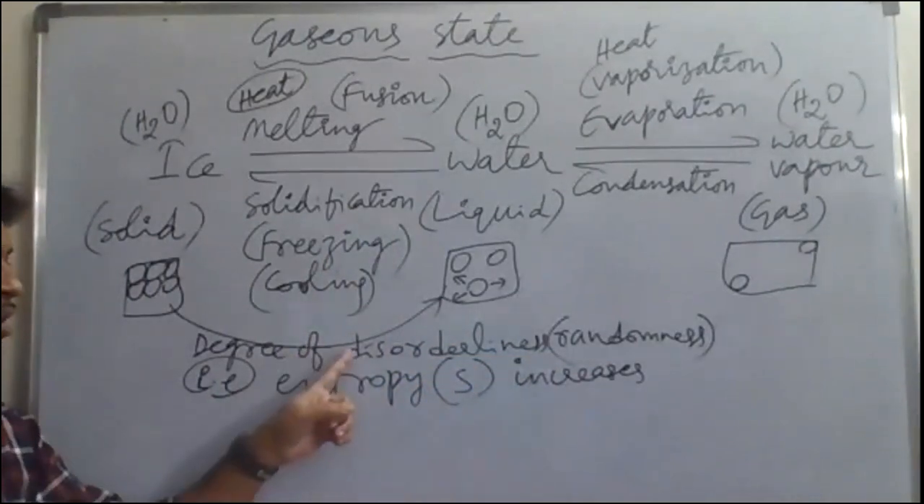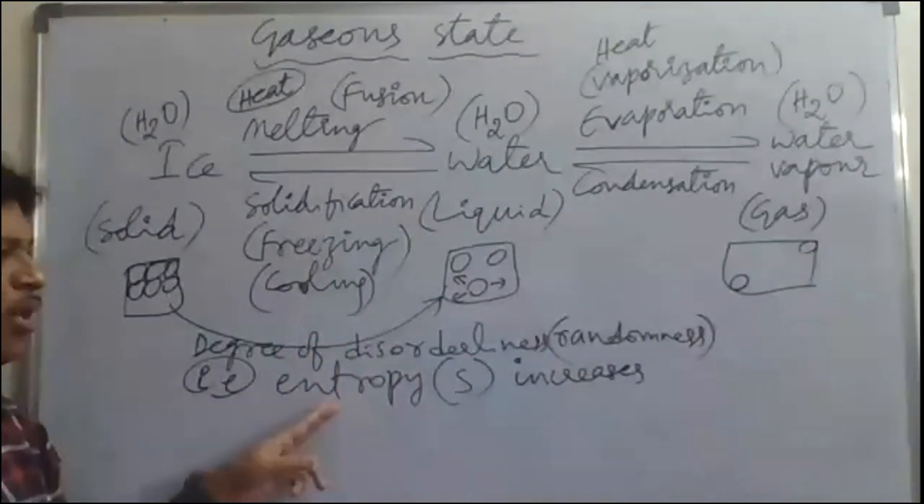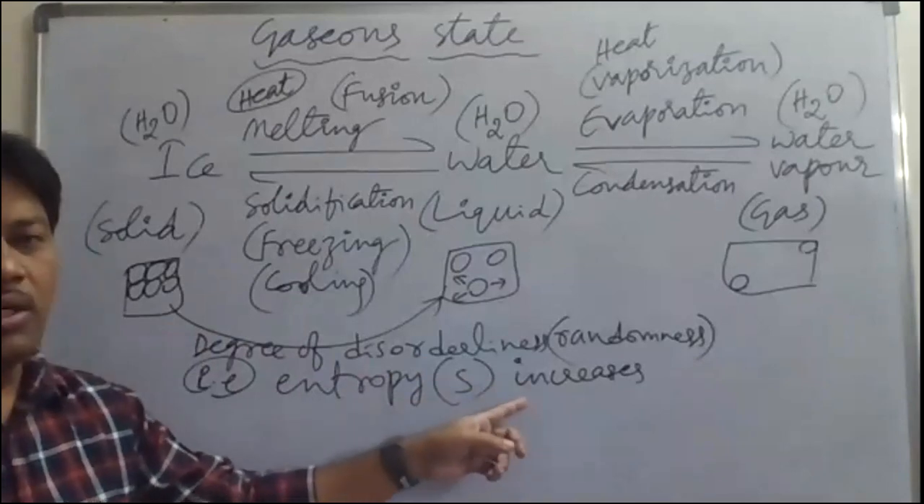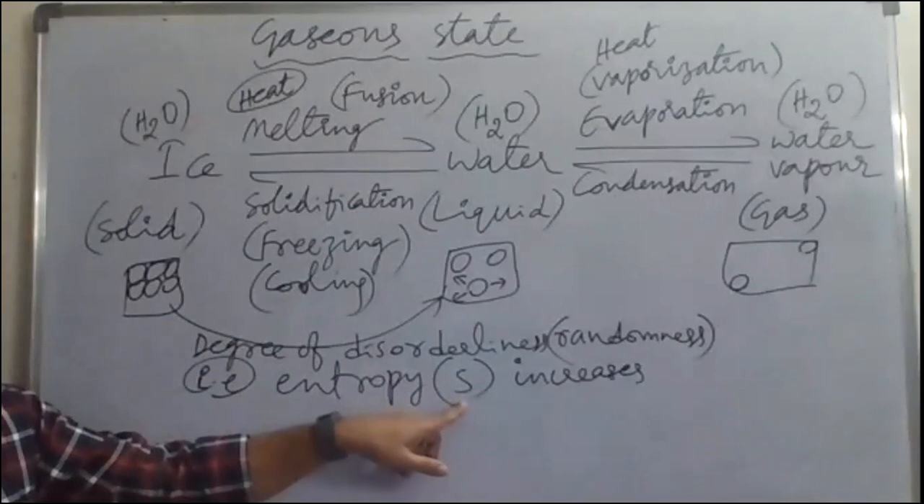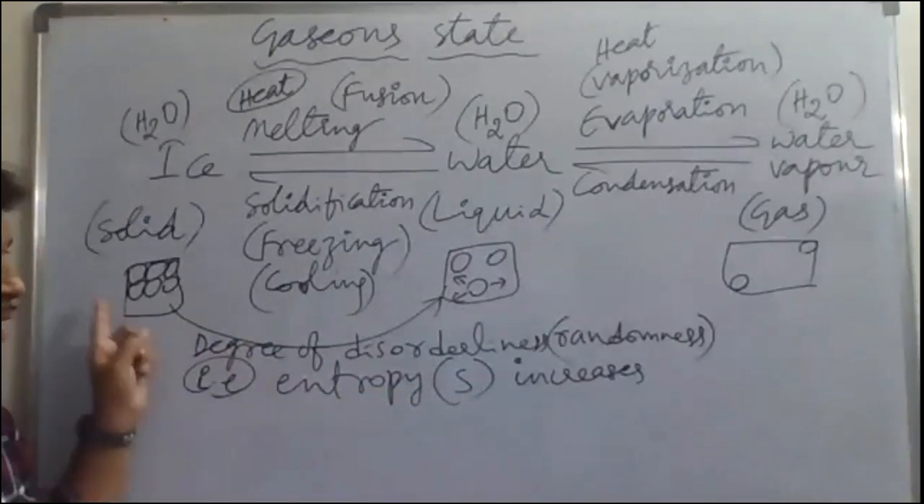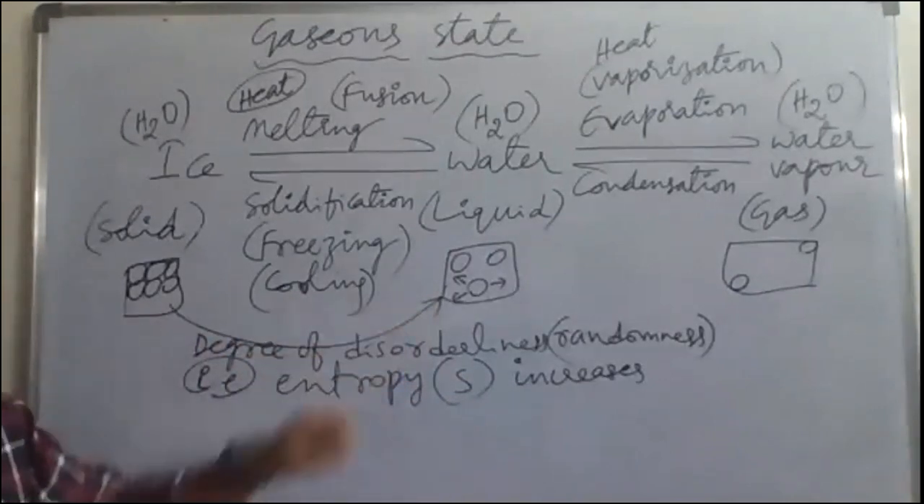The degree of randomness or degree of disorderliness is also called what? Entropy. This entropy of the system changes. How does it change here, increases or decreases? Increases. The entropy is given by which letter? S. Entropy increases when you convert solid into liquid.